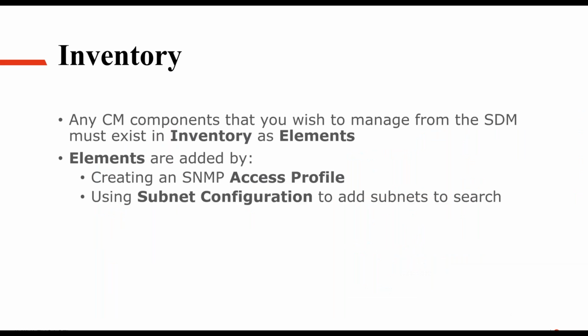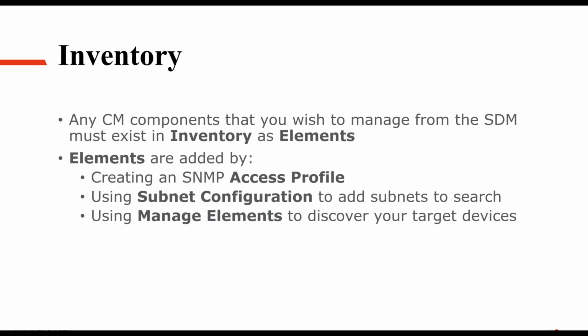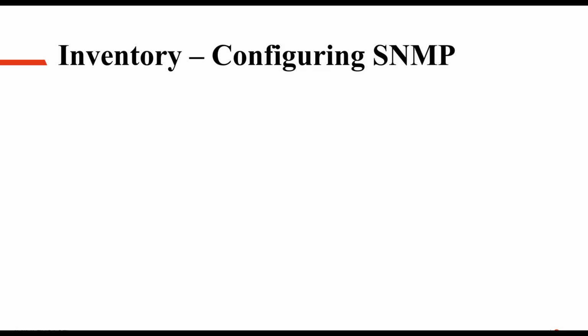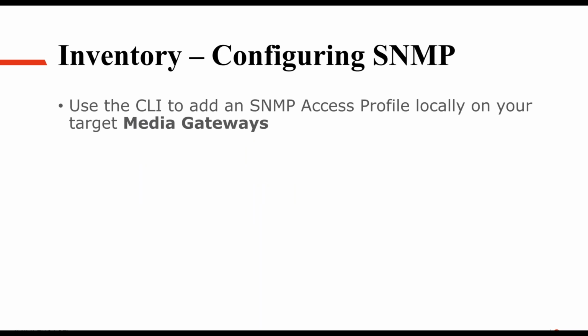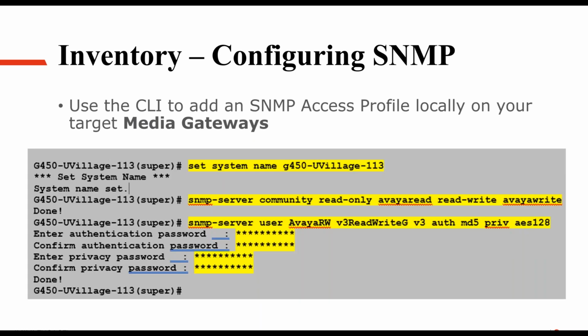And elements again are added to inventory by configuring SNMP on that device, and then configuring the subnets to search for within inventory, and then adding those devices that inventory finds as elements. So where we last left off, this is what I had hoped everybody could actually see, which is a CLI example of configuring SNMP on a media gateway.